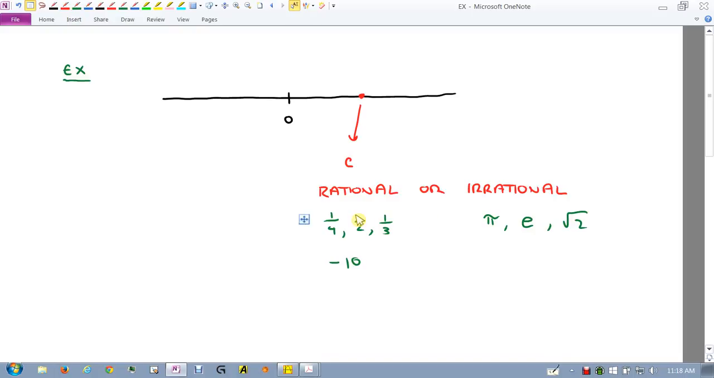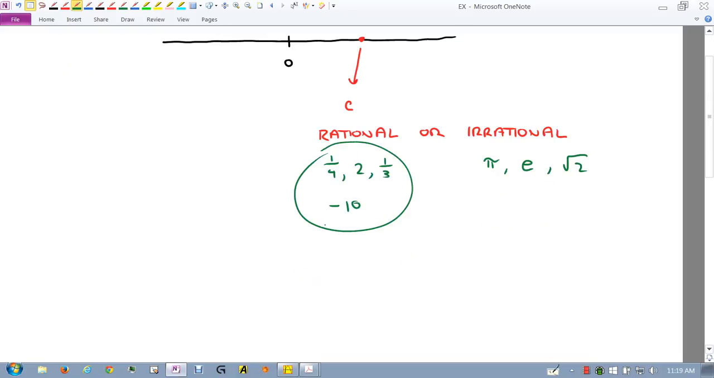The difference between these two sets of numbers is that if you fall into this category, then if you write that as a decimal, not as a fraction, one of two things has to happen. The decimal either needs to terminate, or if it continues forever, it has to have a pattern. I'll give you an example. I'm going to write these underneath this. 1/4 can be written as what? 0.25. 2 can be written as 2.000 forever. 1/3 can be written as 0.333 forever. I'll put a line over the 3. -10 can be written as -10.000.